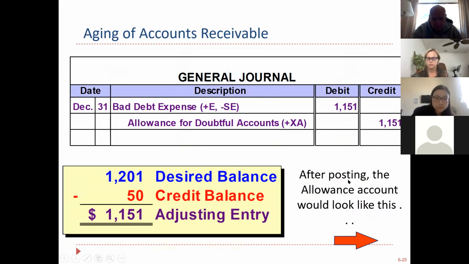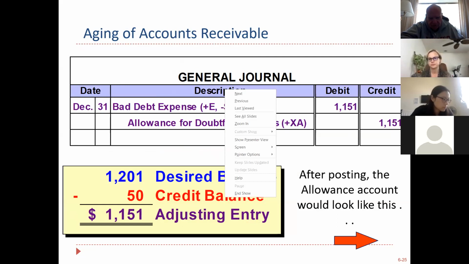What do we need in the ending balance? 1201. They're telling us that 50 is already there. The difference is 1151. Okay. 1151. And I'm going to move over here for just a second, please.